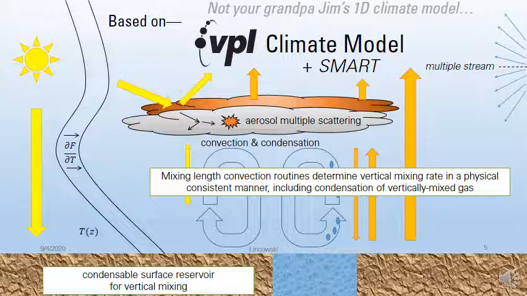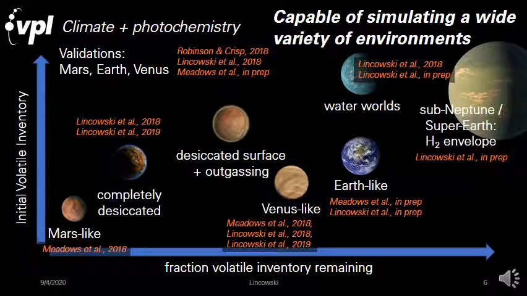For convective processes, we do not use convective adjustment. We use mixing length theory, which helps determine the vertical mixing rate in a physically consistent manner and includes condensation of key vertically mixed gases, particularly water vapor, but also other gases such as sulfuric acid, which is in Venus's atmosphere. Now, this model is capable of a wide variety of environments. It's been validated for Mars, Earth, and Venus by Robinson and Crisp in 2018, and has subsequently been used in a wide range of planets from oxygen-dominated to Venus-like to Earth-like, and is now being used also for hydrogen envelope planets like super-Earths.